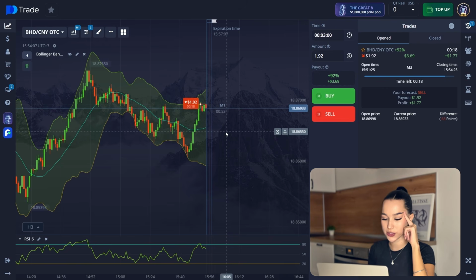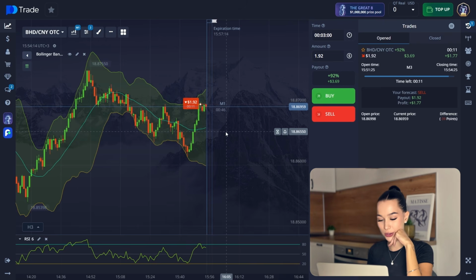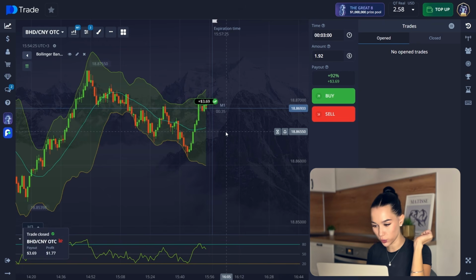So guys, now we have 17 seconds till the end of the trade. Let's see. I'm sure we're going to close it in a plus actually. Okay, now it's kind of close to our entry point. So it's 8 seconds. 5, 4, 3, 2, 1. And we close this trade in a plus.